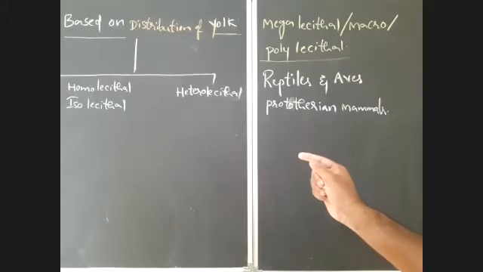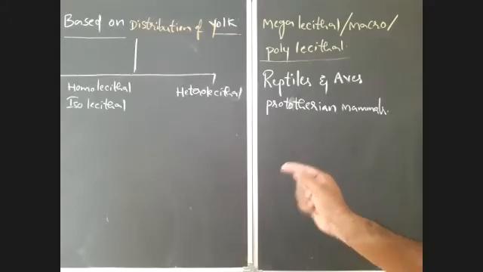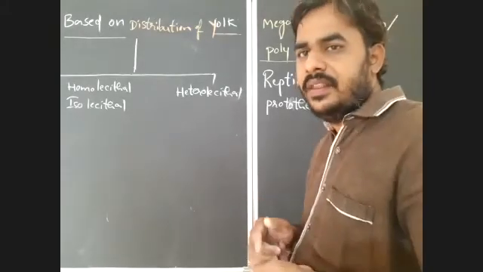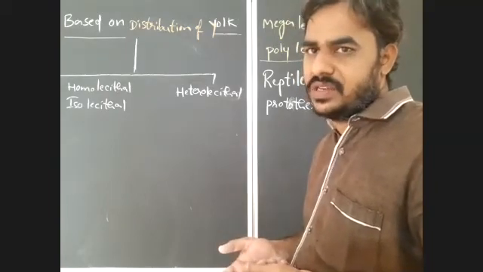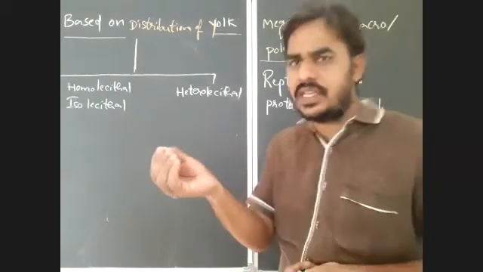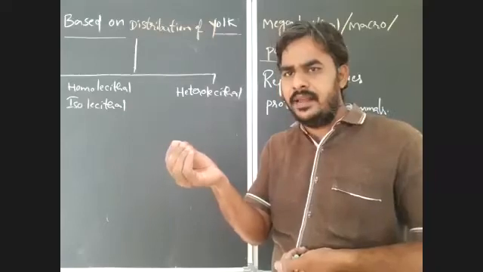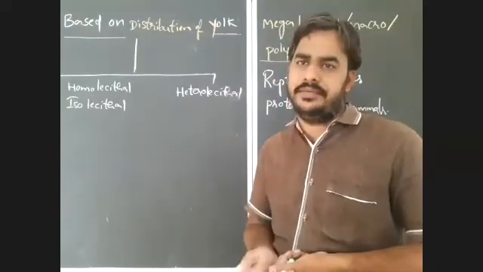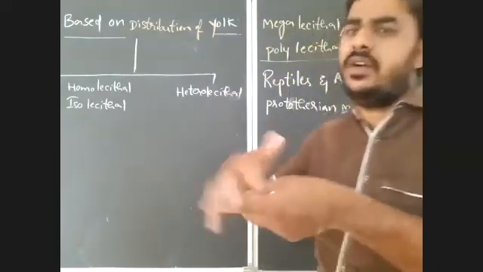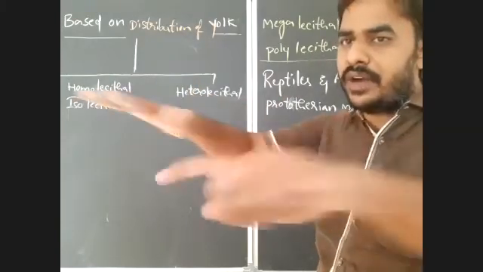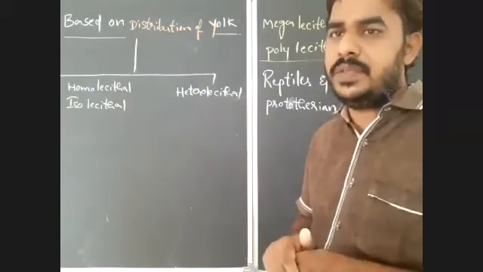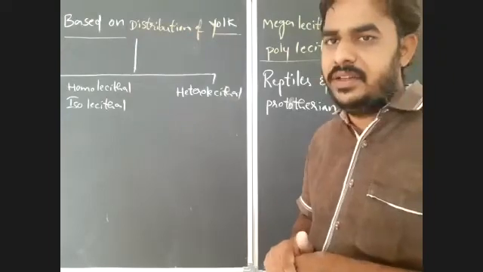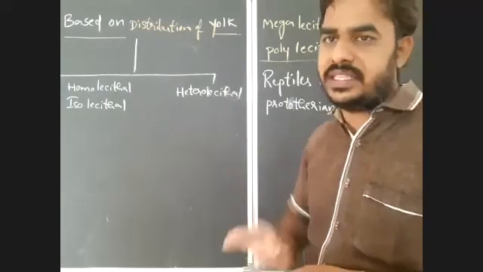The first type of eggs, homolethal eggs, are usually present in the microlethal eggs. In the microlethal eggs, how is the yolk material? There is very little yolk. Because of that, yolk is evenly distributed or uniformly spread inside the egg. So that is homolethal or isolethal eggs.